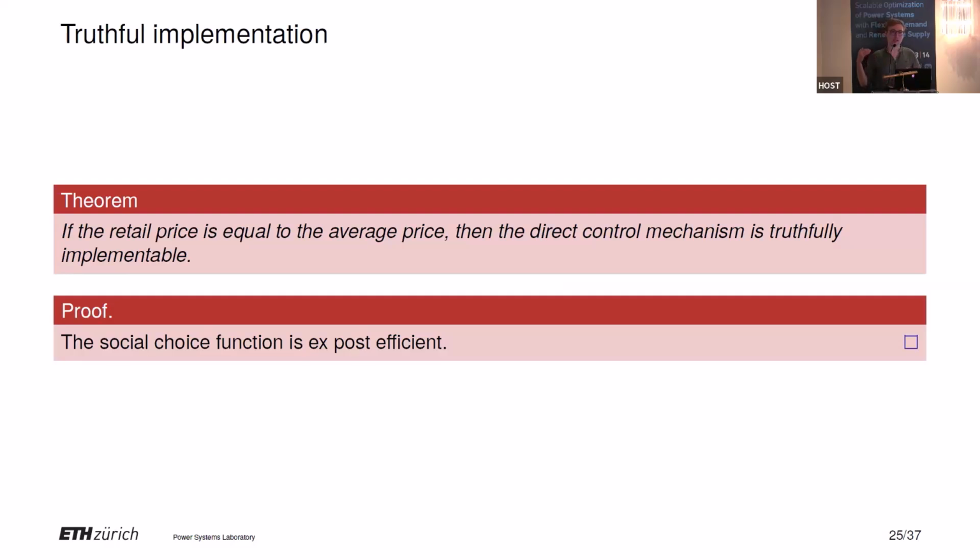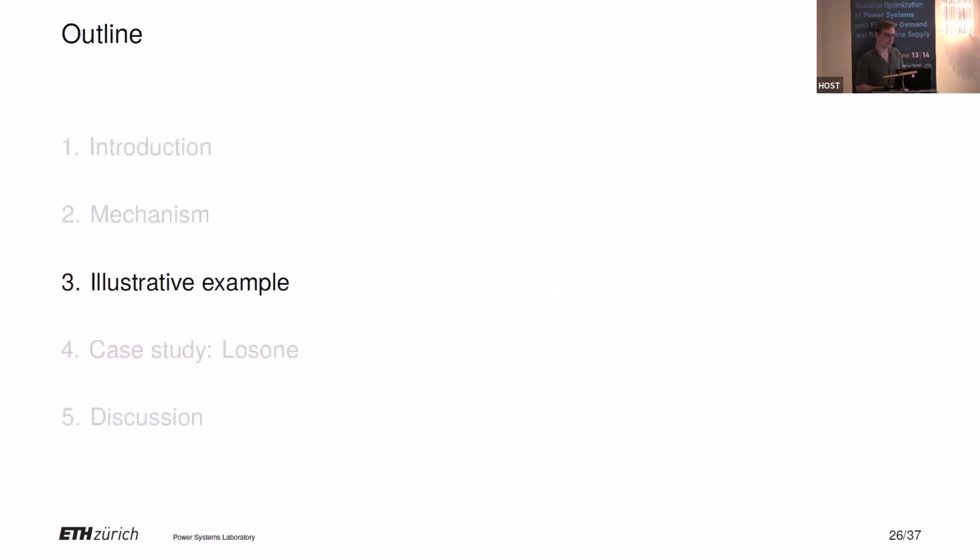So in mechanism design terminology, this mechanism is truthfully implementable. Basically, if their parameters are exactly represented in the menu, the users do have an incentive to select this part of the menu.